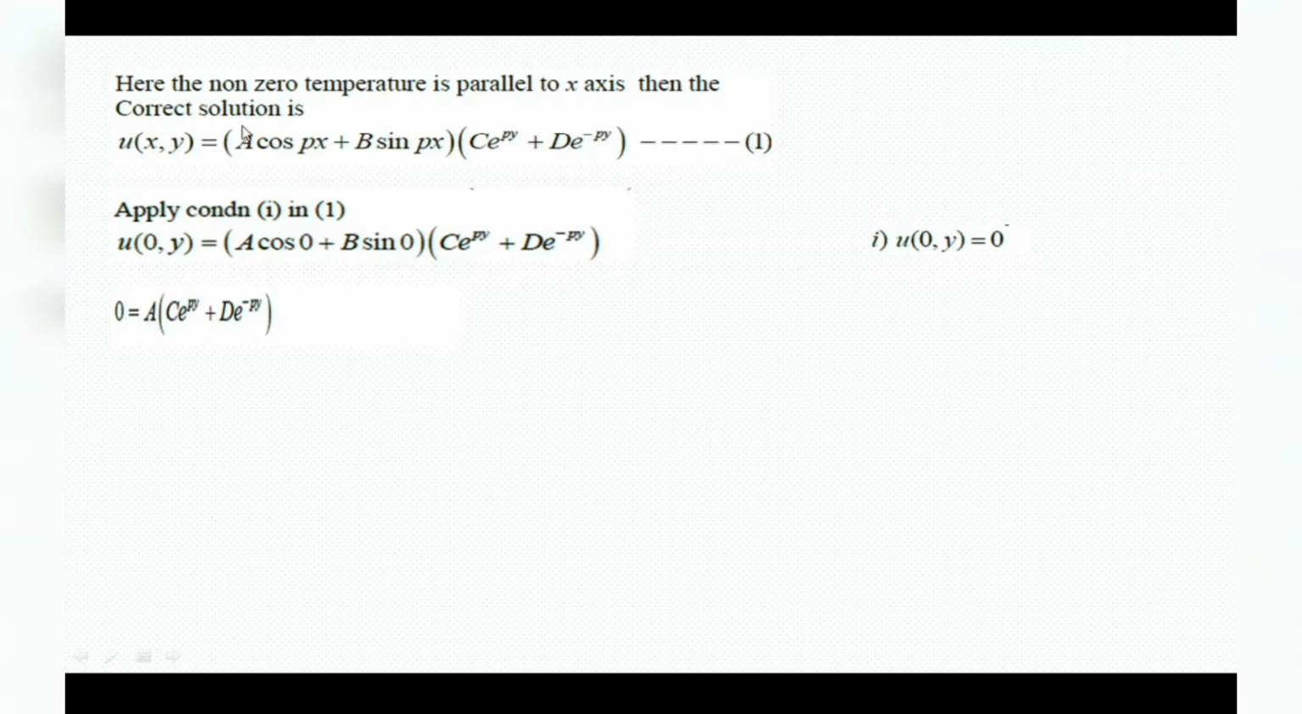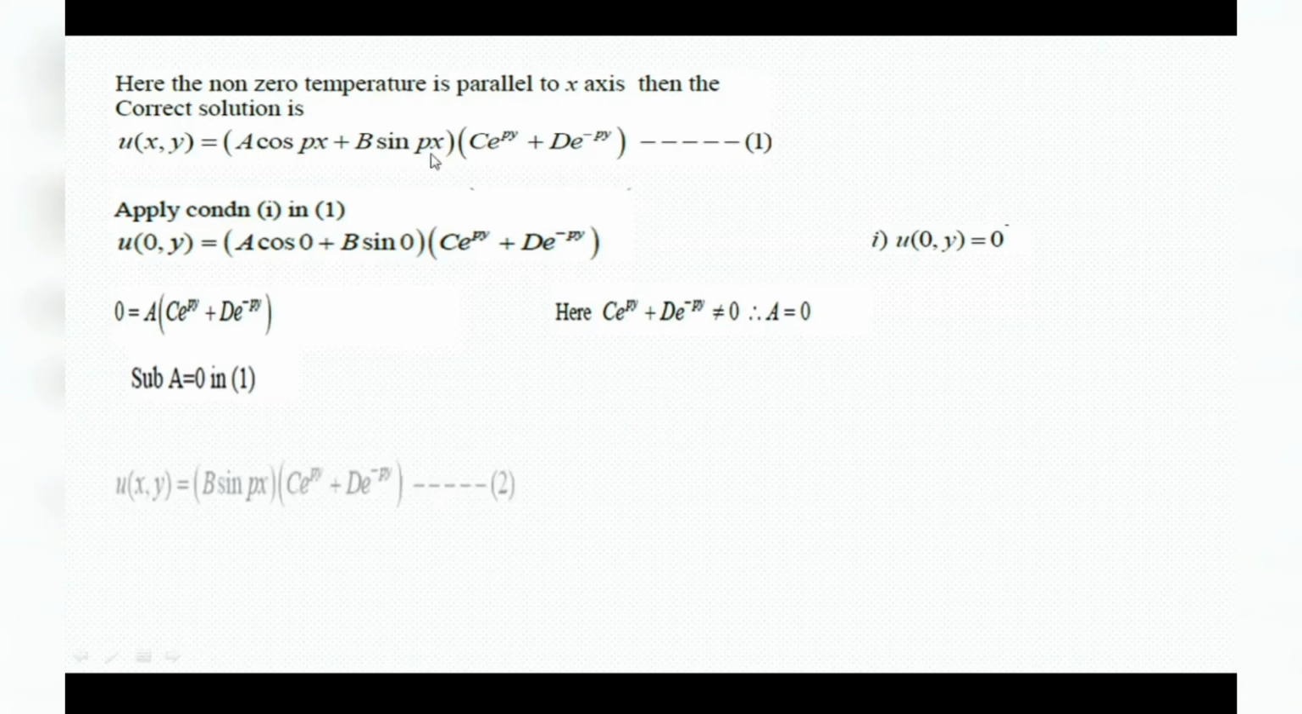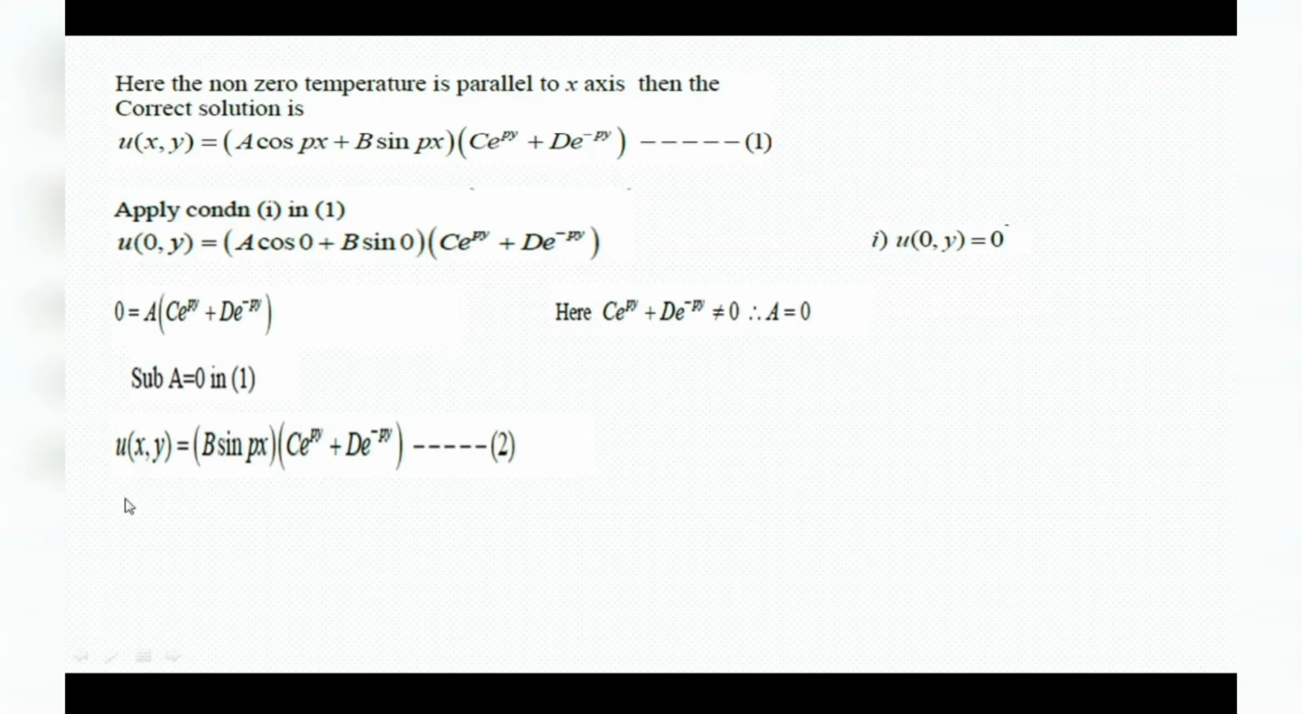If we substitute a equal to 0 in equation 1, we get u of x comma y as b sin px into (c e power py plus d e power minus py). This is our equation number 2.